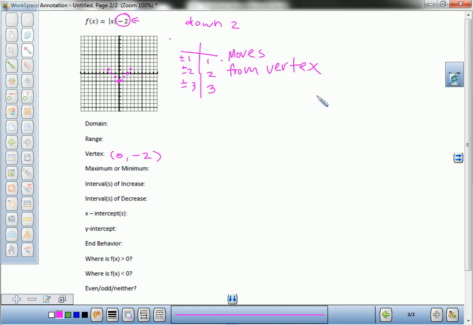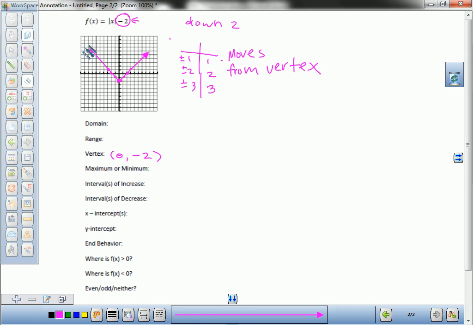Moves from the vertex. Okay, so these aren't changing. Same moves. All right, and then we draw in our nice straight lines. You guys can use anything that's straight, an ID, a ruler.